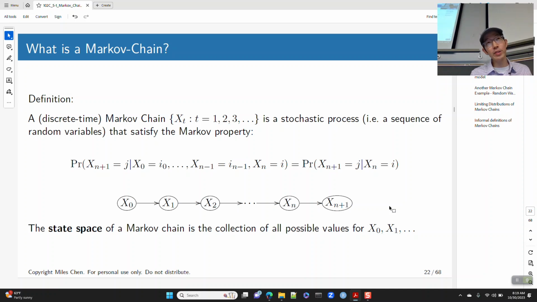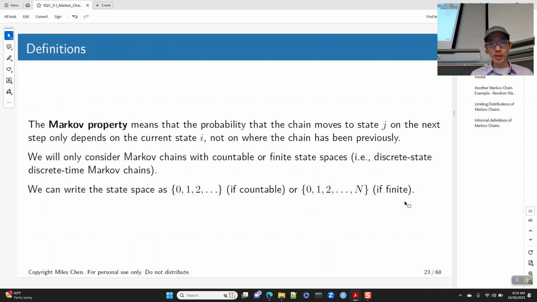We have also the state space of the Markov chain, and that is all of the possible values that our random variables can take on, right? So if you have a coin, your state space is heads or tails. If you have a dice, your state space is the numbers 1 through 6. And if you have something else, your state space might have a whole bunch of different things. So we'll start off with discrete time, and a simple discrete state space as well. But we can have continuous state spaces or things like that.